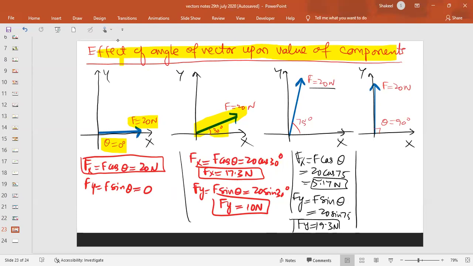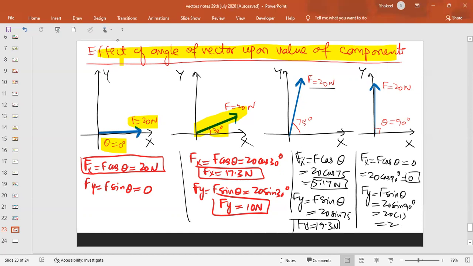And the last one is where F is vertical. So we say that Fx, which is F cos theta, is actually 0, because you know that it is 20 cos 90, and cos 90 is 0. So that is 0. And then for Fy, it is F sine theta. So F is 20 and sine 90 is 1. So 20 into 1 is 20.